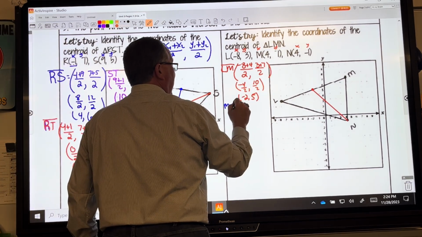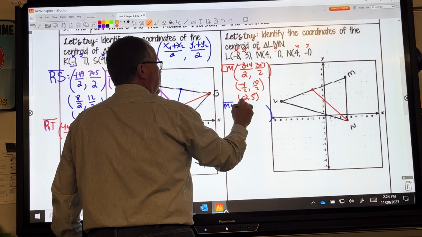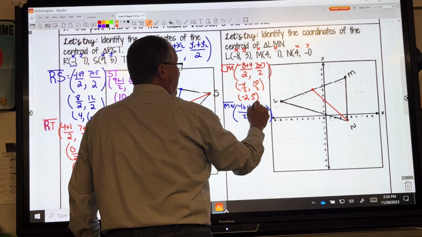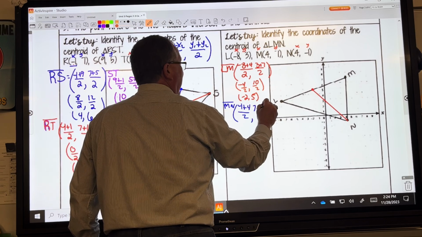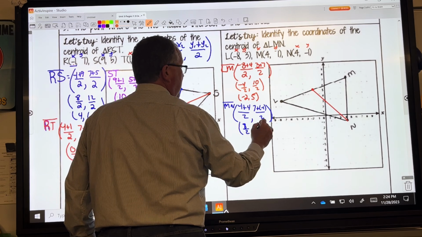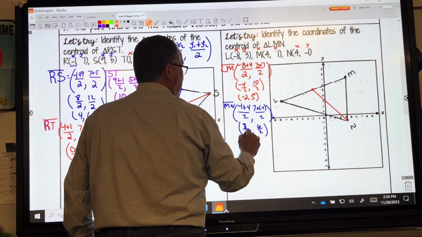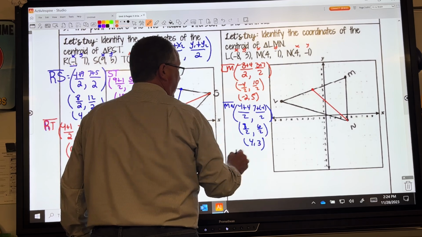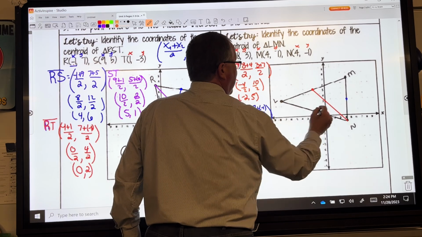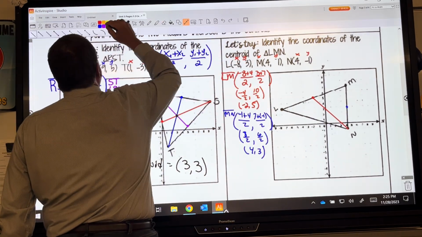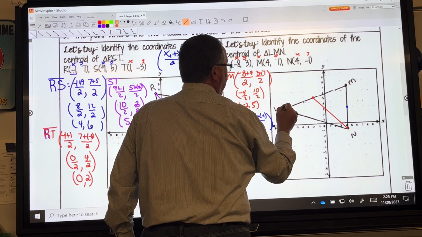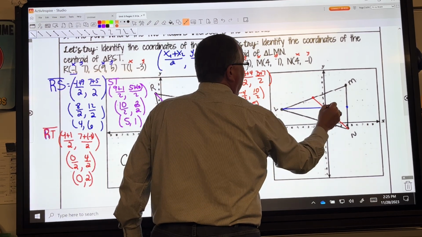I'm going to do the same thing now with MN. M is at 4, N is at 4, divided by 2. The Y values are 7 and -1, divided by 2. This is 8 divided by 2, this is 6 divided by 2. That is 4, 3. So 4 right, up 3 is going to be right there. I'm going to take my ruler and go from L, get it to click. There we go. And drag that over here.